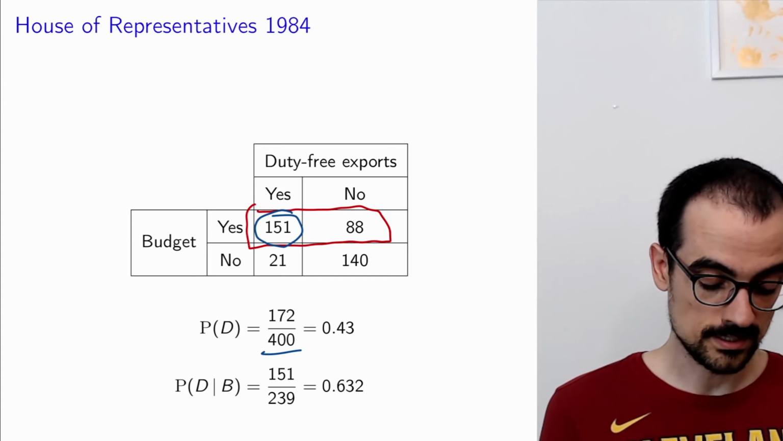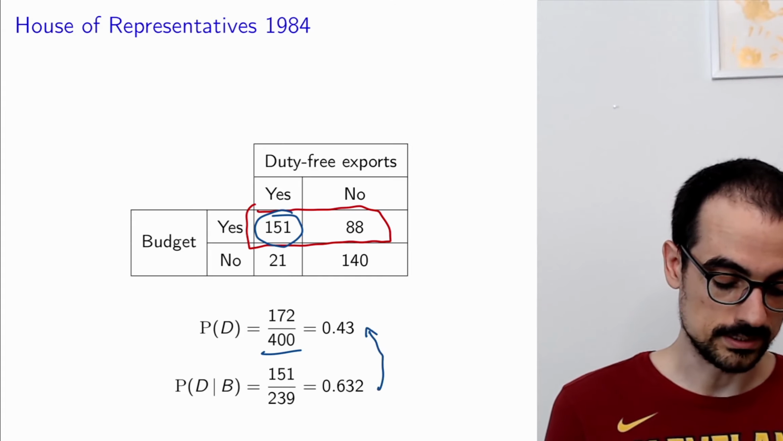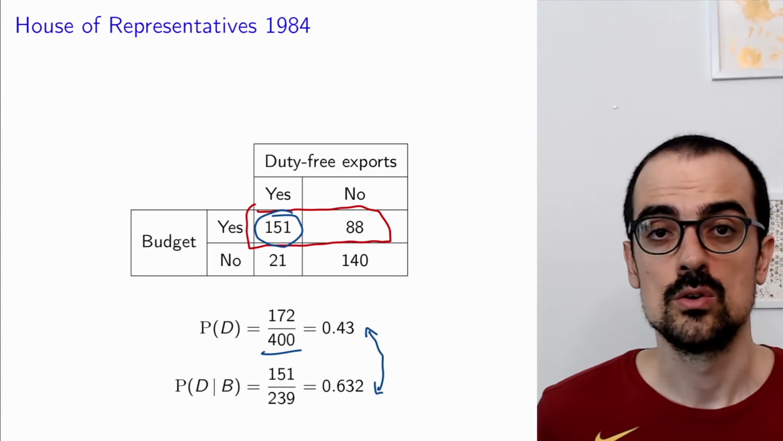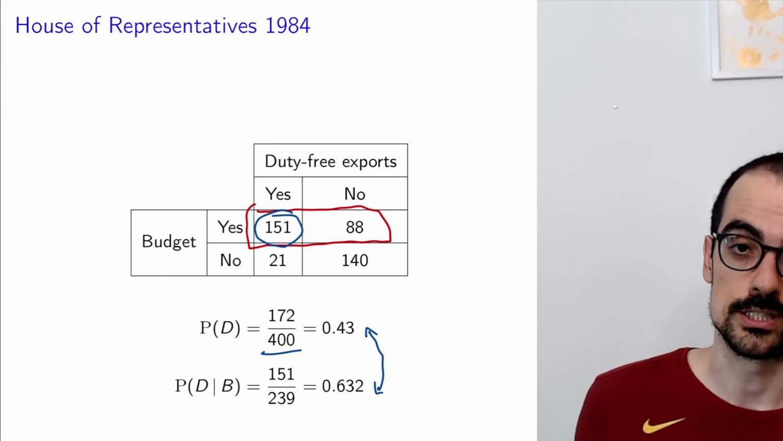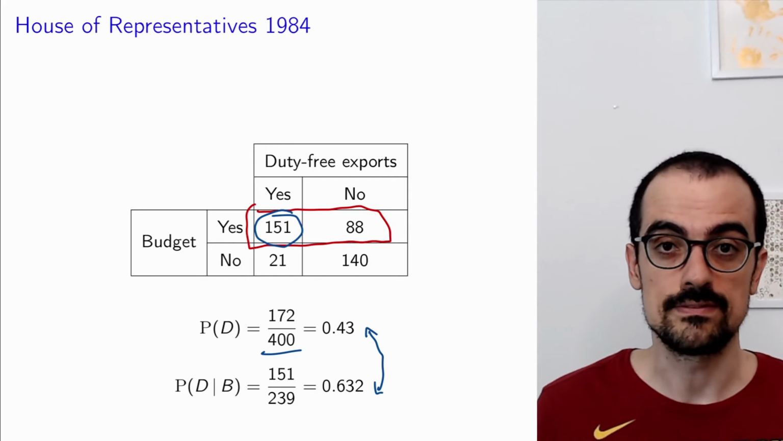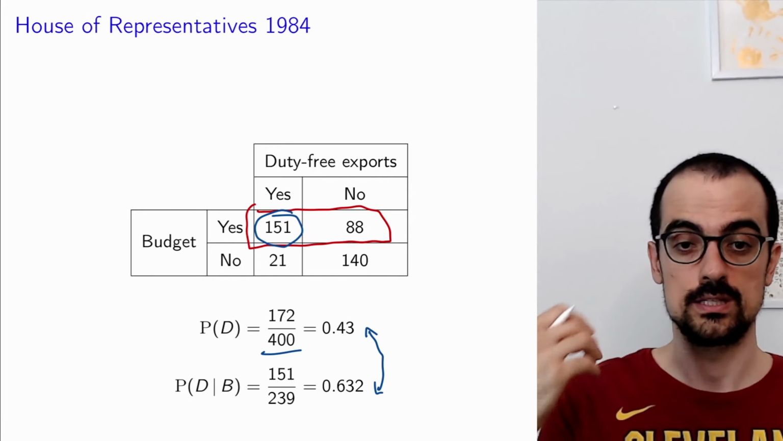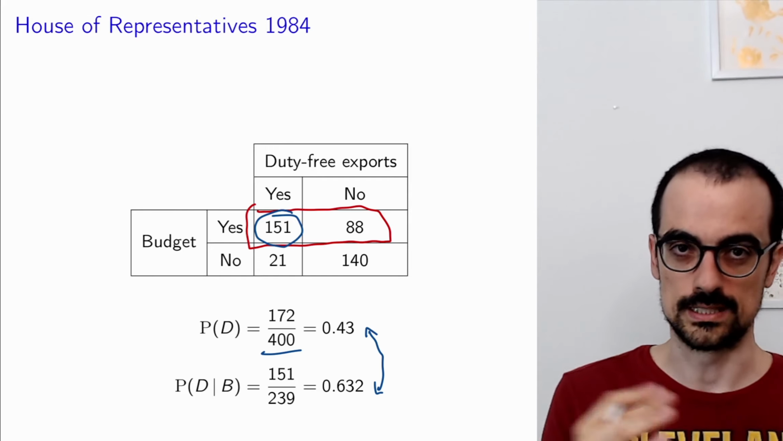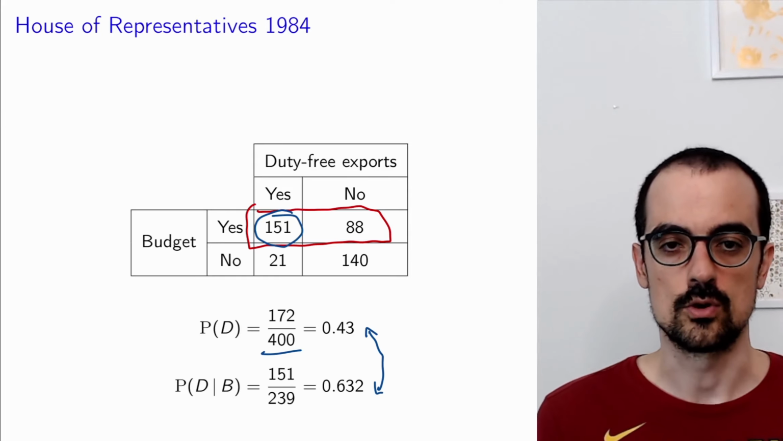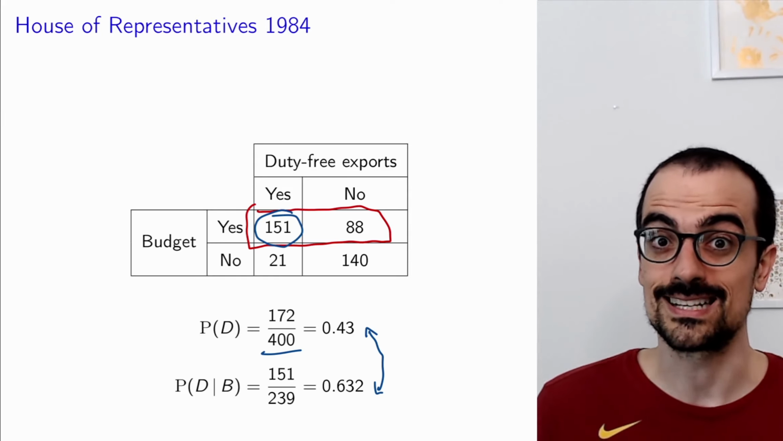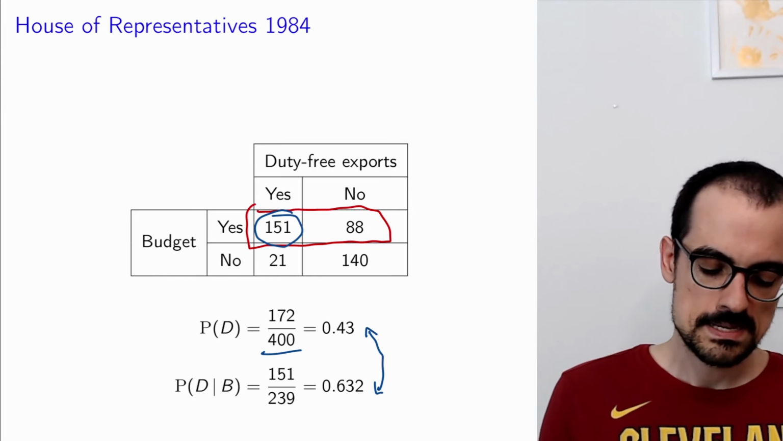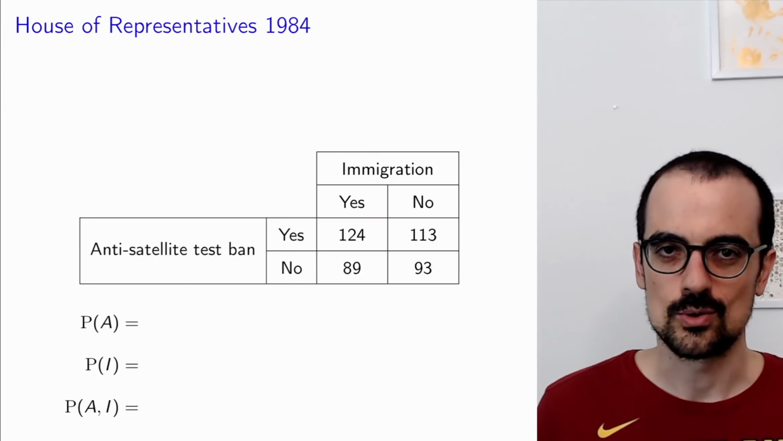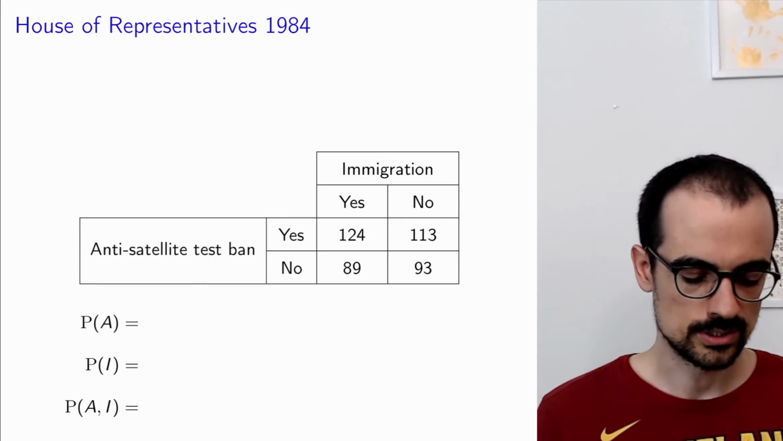We see that it's much more likely that a politician votes yes for duty-free exports if they have also voted yes for the budget. So knowing about the budget definitely changes the likelihood that they vote yes for duty-free exports. So these events are clearly not independent, according to our definition. But things can get tricky. So let's take a look at two other issues.